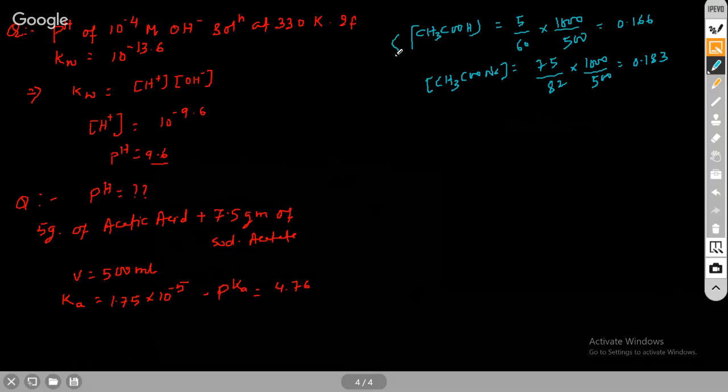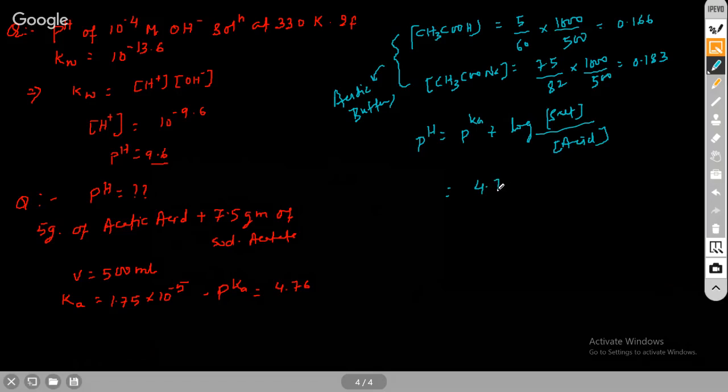Okay. Now this mixture gives you an acidic buffer, right? Acidic buffer. So pH for acidic buffer will be what? pKa plus log of concentration of salt divided by concentration of acid. Okay. pH is 4.76 plus you will get some value over here. When you solve this you'll get log of 1.1 approximately.